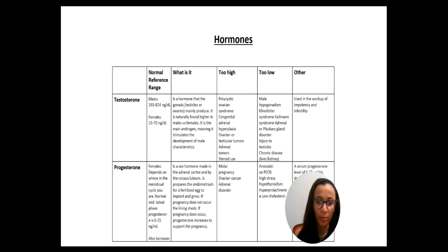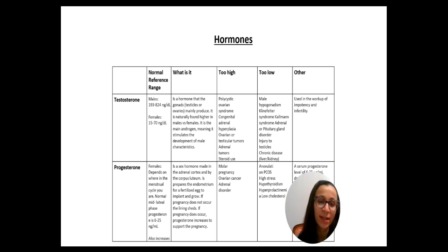Okay, now we go on to the hormones. So the first hormone that we're going to be talking about is testosterone. So obviously it's going to be different for males. You want a higher value, and for females you're going to have a much lower value. So for males, the normal reference is between 193 to 825, and for females 15 to 70. So obviously this is not set in stone. Each lab reference is different.